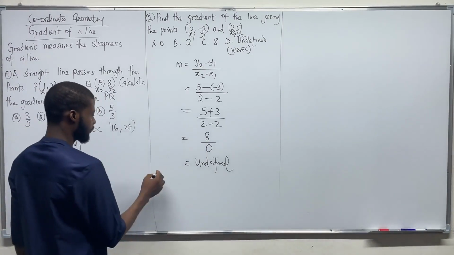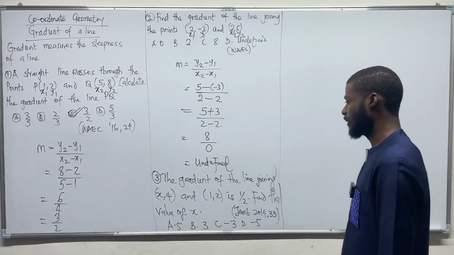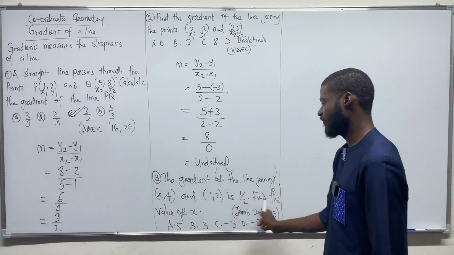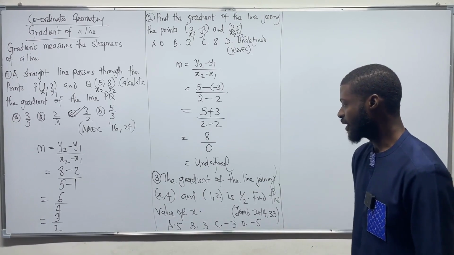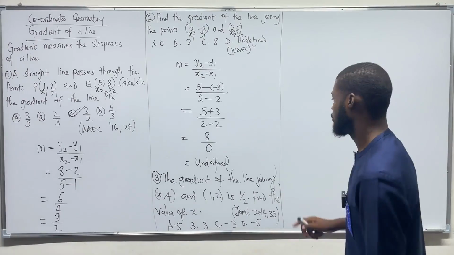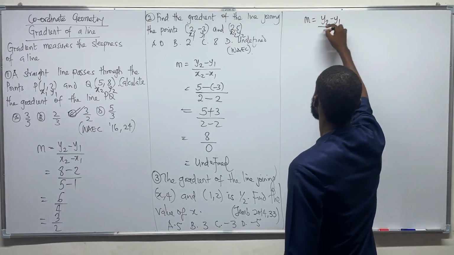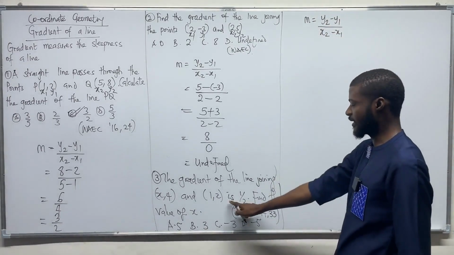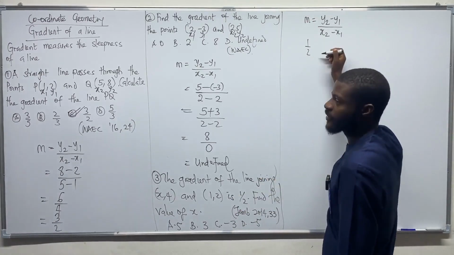Number 3. Here's question number 3. It says, the gradient of a line joining (s, 4) and (1, 2) is 1 over 2. Find the value of s. This is a JAMB question from 2014, number 33. They've already helped us to solve the gradient. Remember that gradient m is equal to y2 minus y1 over x2 minus x1. The gradient has been solved for already, and it is 1 over 2, so I can replace the m here with 1 over 2.